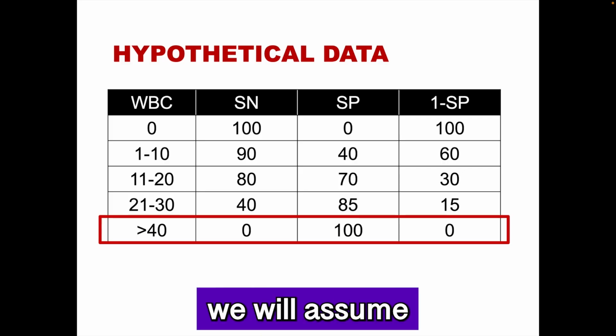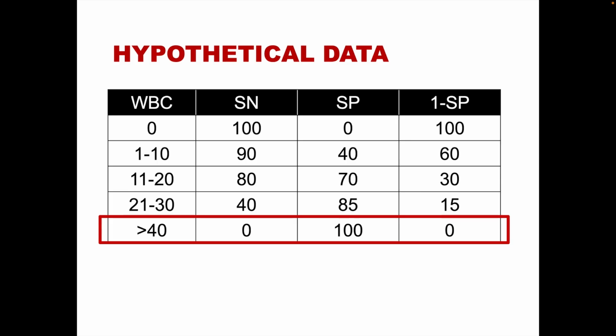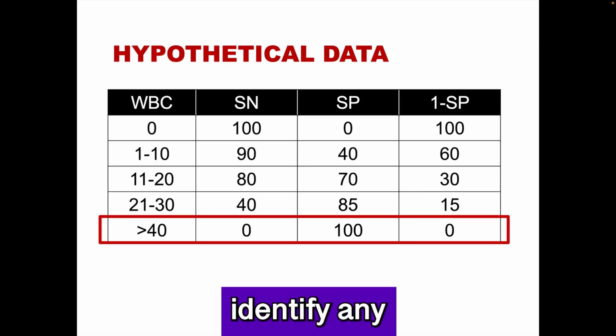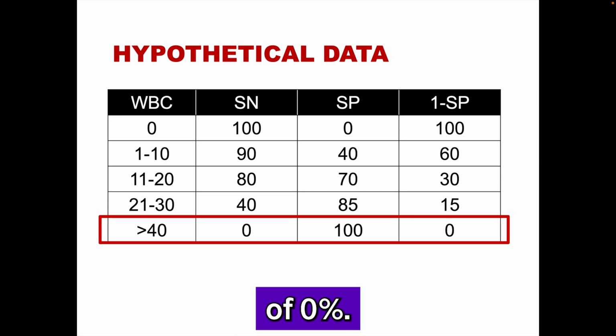For the bottom line, we'll assume that no one in the study had a white blood cell count of greater than 40. If a white blood cell count greater than 40 was considered a positive test, then no patients would be considered positive. It would not identify any of the patients with appendicitis and therefore have a sensitivity of 0%. It would correctly classify all patients without appendicitis as not having appendicitis, resulting in a specificity of 100%. Obviously, we'd like to choose a test value somewhere in between those extremes.